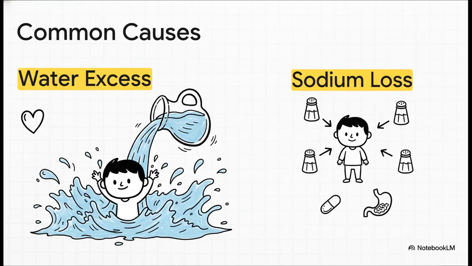Okay, so the causes really fall into two main buckets. The one you'll see tested most often is water excess, where the body is just holding on to way too much water. So think about conditions like SIADH, heart failure, or maybe even a patient who's just getting too much D5W through their IV. The other bucket is actual sodium loss, from things like diuretics, really bad vomiting, or diarrhea. Just remember, while both can happen, the NCLEX absolutely loves to test you on those water excess scenarios.